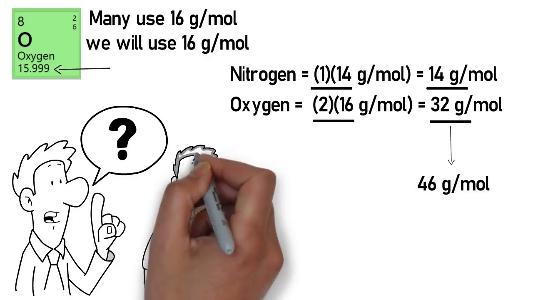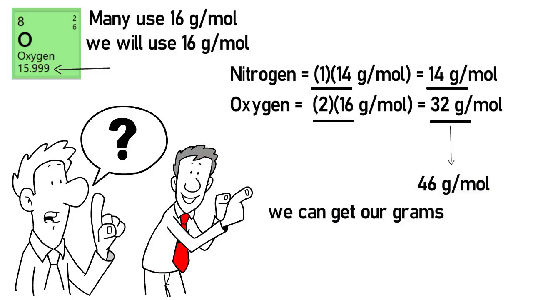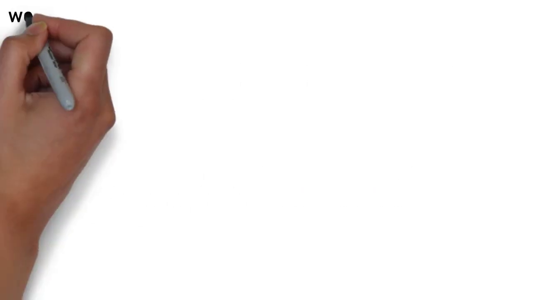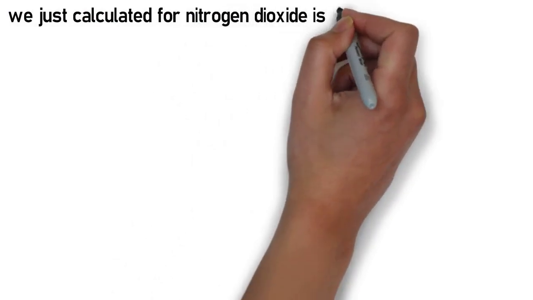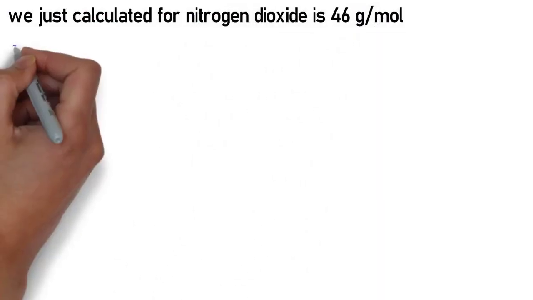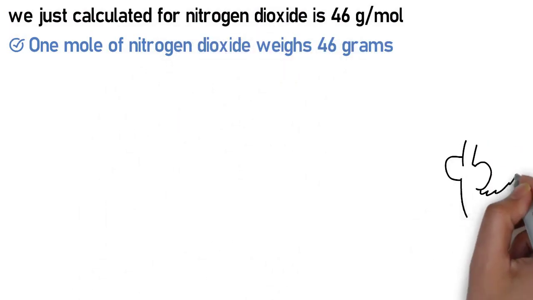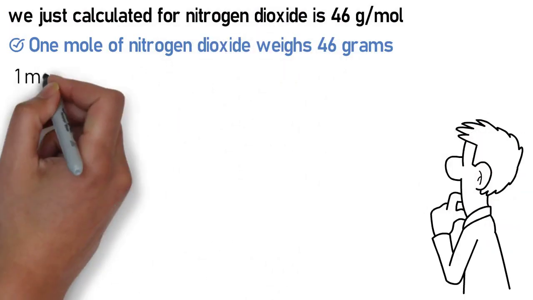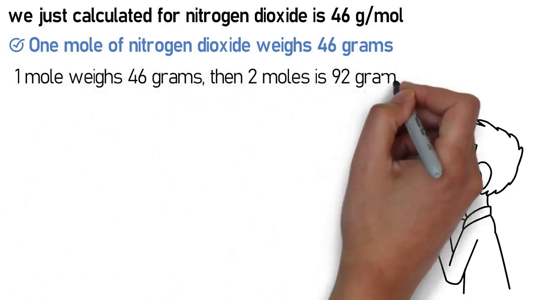Now that we have our molar mass for the compound, we can get our grams. Recall the molar mass we just calculated for nitrogen dioxide is 46 grams per mole. This tells us that 1 mole of nitrogen dioxide weighs 46 grams. Let's think this through. If 1 mole of nitrogen dioxide weighs 46 grams, then 2 moles is 92 grams.